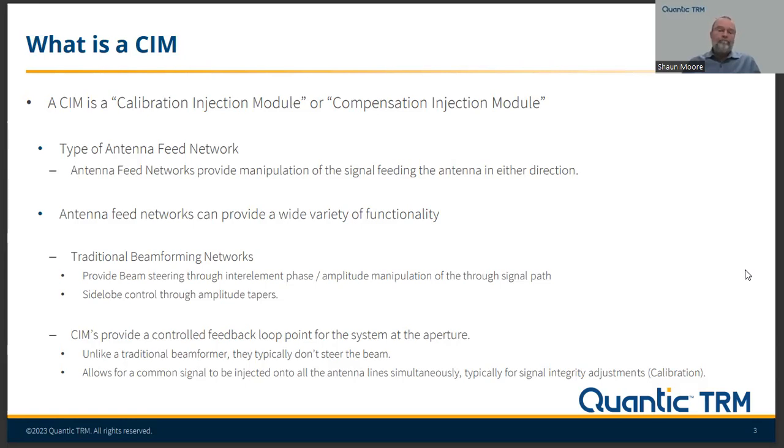So SIM modules are a type of antenna feed network. They're typically installed immediately behind the aperture, and the closer to the aperture, the more effective they are at being able to calibrate out various errors in the system, whether it's due to cable phase variations, amplitude variations, drifts over temperature, all those sorts of things. So the closer to the aperture that you can put the SIM, the more effective it is for the system.